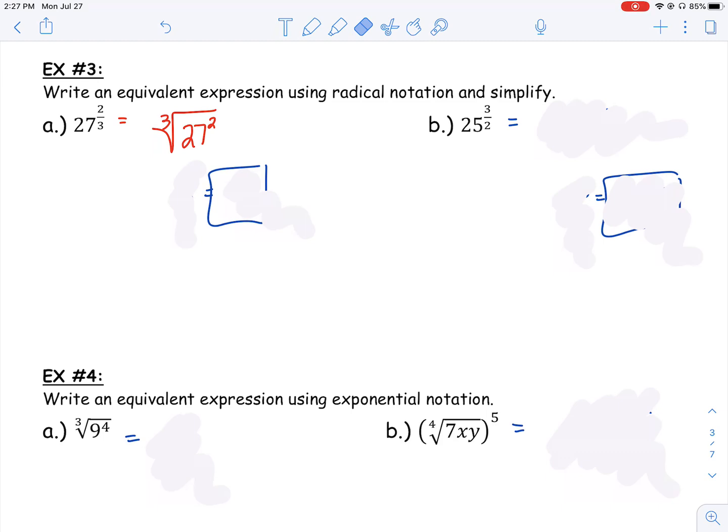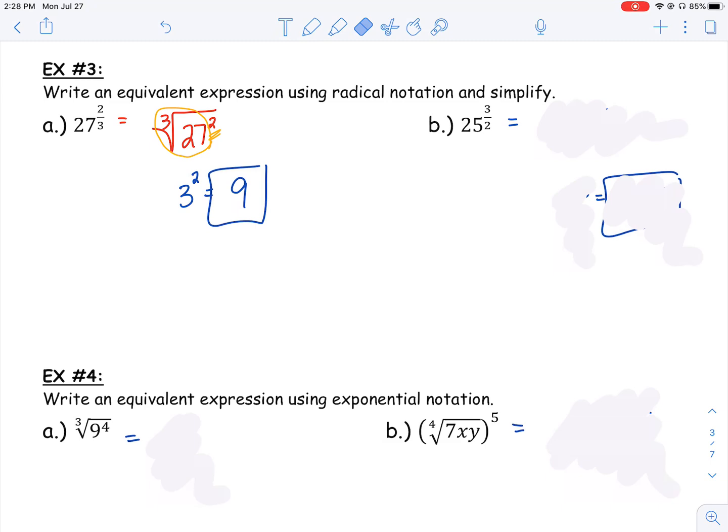Now, you could do 27 squared, that's 27 times 27, which is a pretty big number, and then try to figure out what the cube root of that really big number is, or we can do it in a different order. It might be easier to figure out what the cube root of 27 is first. What number multiplied 3 times gives me 27? I got 3. Then I can take that 3 and square it. 3 squared is 9. That was a little bit easier than using really big numbers.